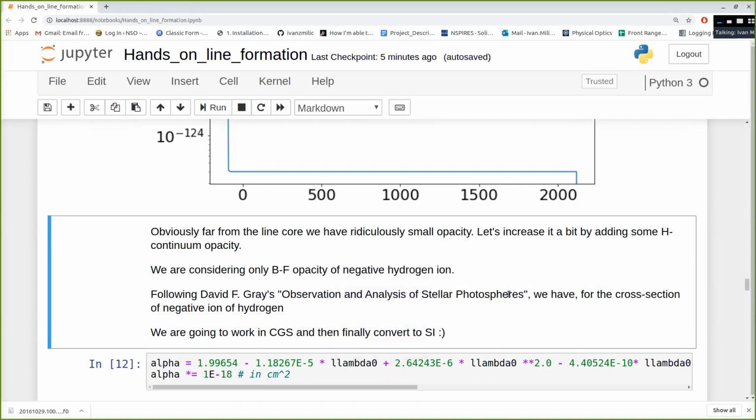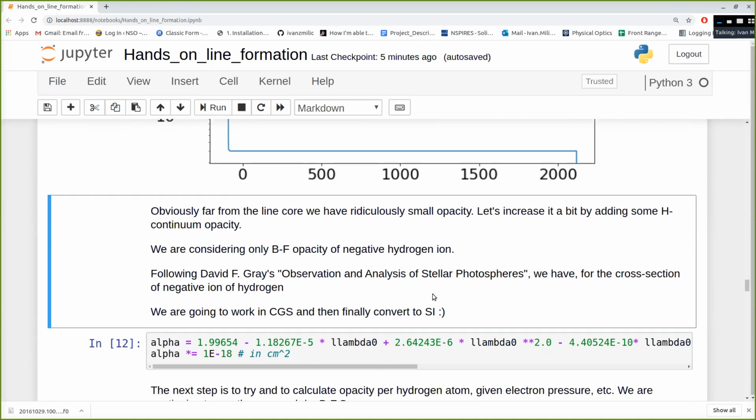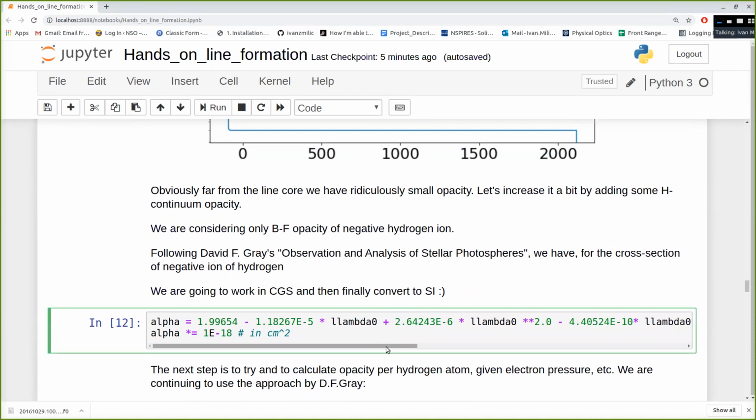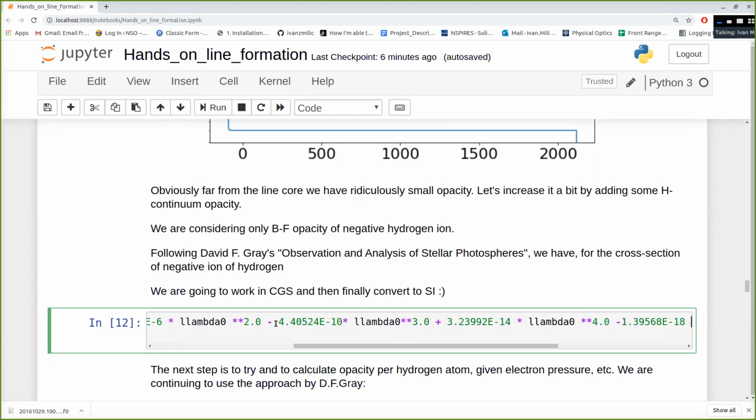The way I'm going to do that is to use some expressions that Gray gives in this book. He gives this super convenient polynomial expression for the cross-section. The cross-section is basically the effective surface of each particle for collisions with photons, which basically means for absorption. And this polynomial gives you the dependency only in terms of wavelength.